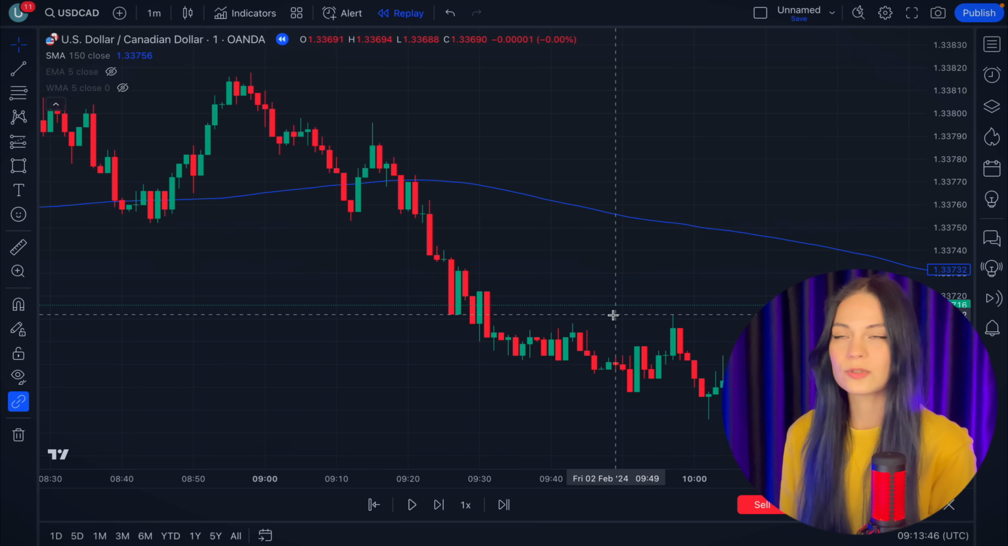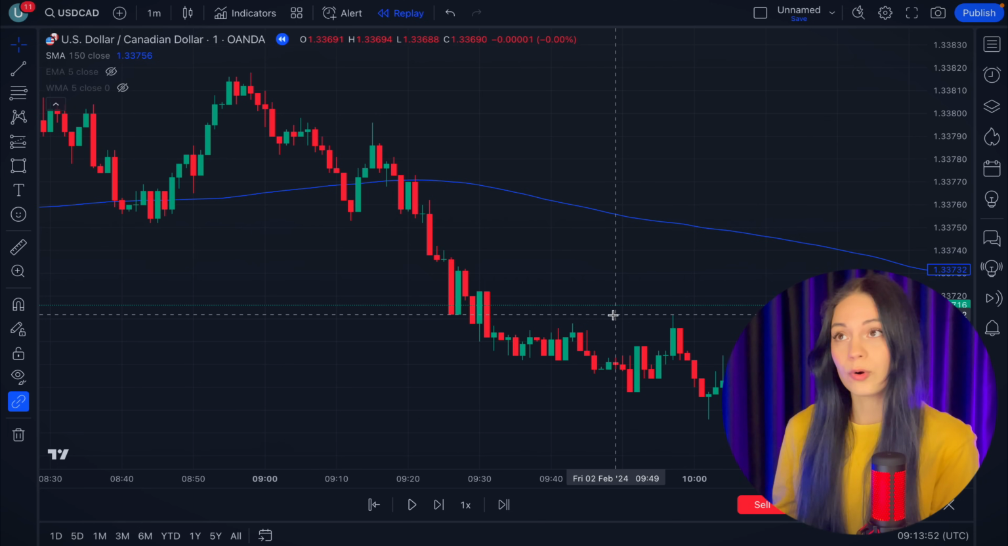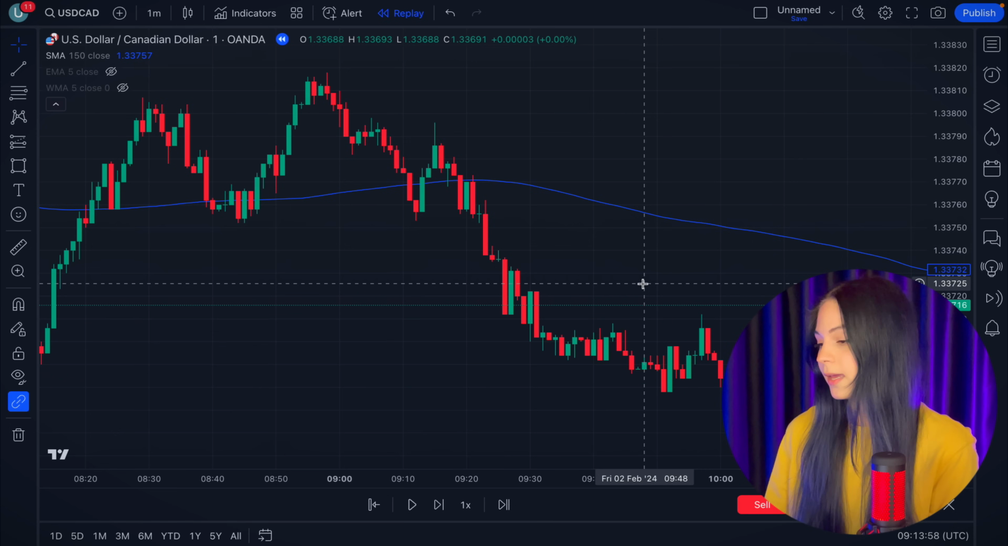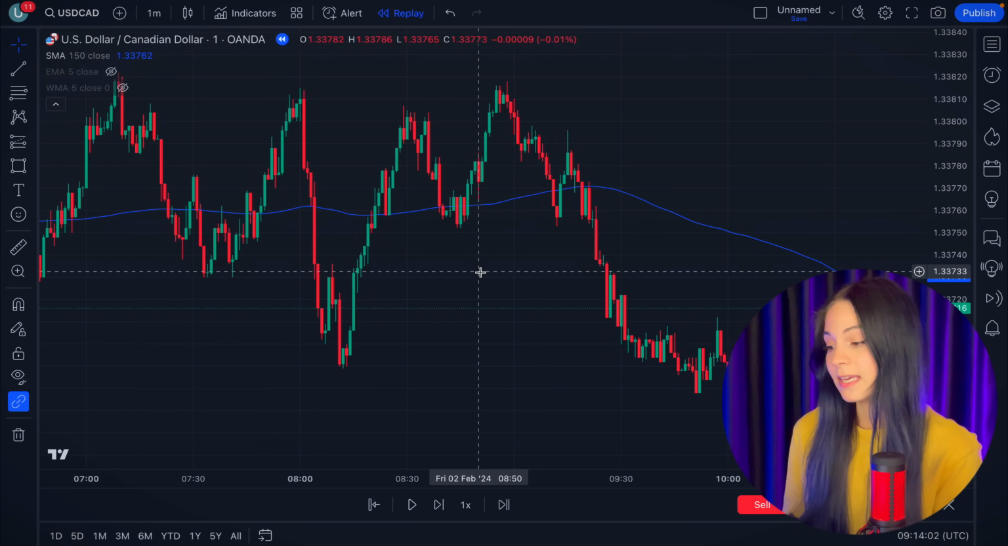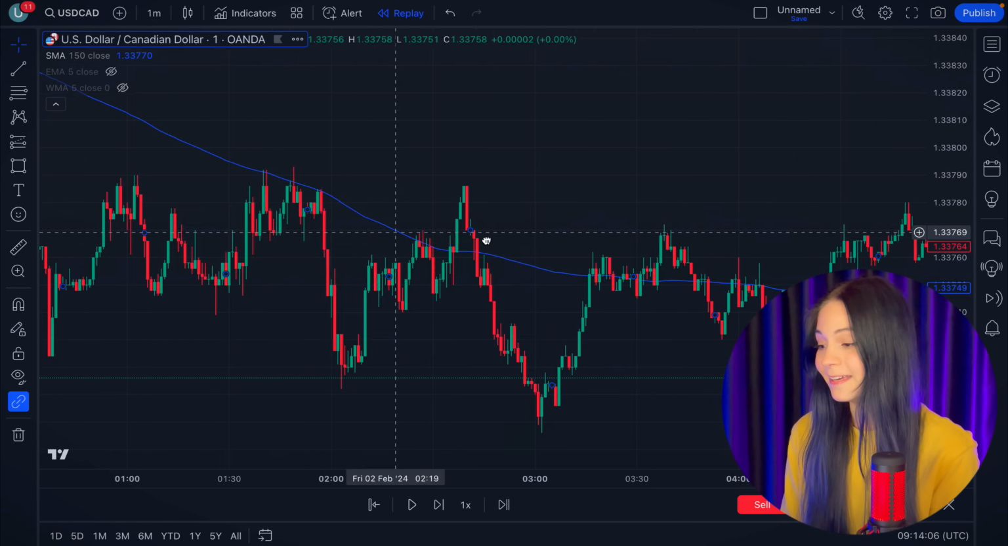And for us to see the long-term trend, we use 150. You can use 200. A lot of traders use 200. I did as well, but I use 150 more often because almost all of my strategies work better with the 150 period. And of course, this is 150 minutes, 150 candlesticks. And what do we see on the chart? And we will see what it gives us.